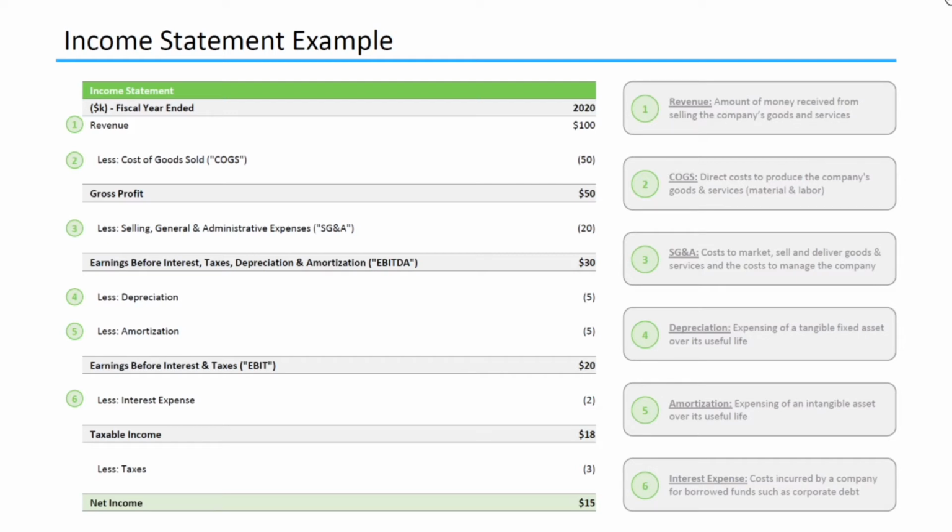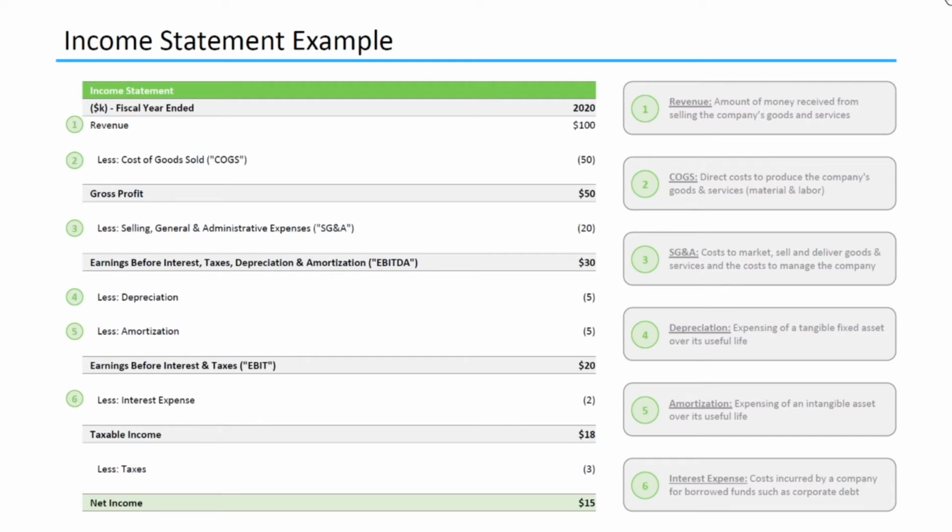The second category of expenses you'll typically see is selling, general, and administrative expenses, which outline the cost to market, sell, and deliver the company's goods and services, as well as any additional costs to manage the company. When we subtract SG&A from gross profit, we arrive at earnings before interest, taxes, depreciation, and amortization, which is also known as EBITDA.